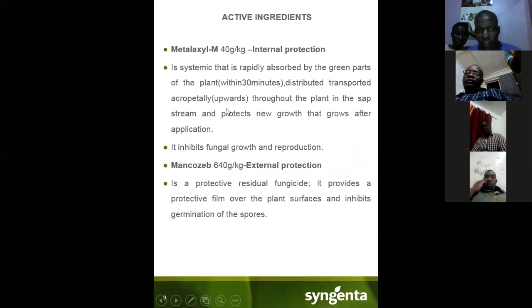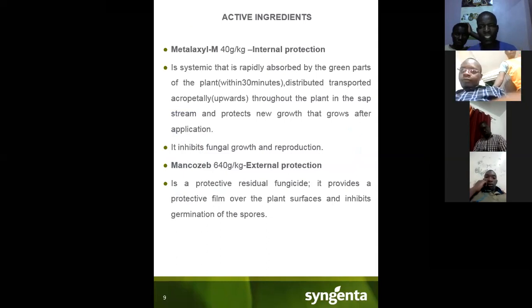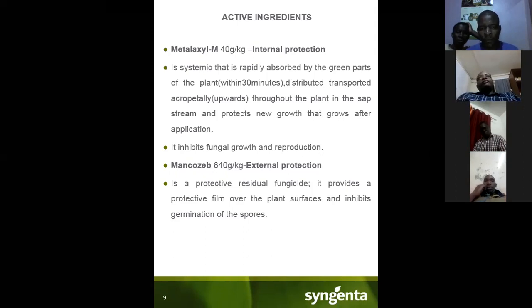So why do I choose Ridomil? Ridomil is powered by two active ingredients. We've got the one which offers internal protection and the one which offers external protection. We've got metalaxyl, which is systemic. It will offer internal protection. When it is sprayed on the plant, it will be absorbed in the system. Once absorbed in the system, it will now go and help the plant develop the defense mechanism.